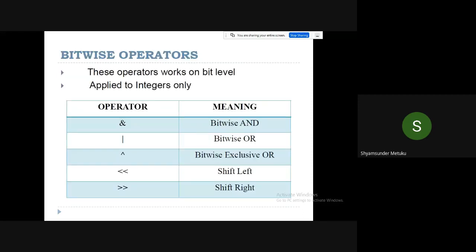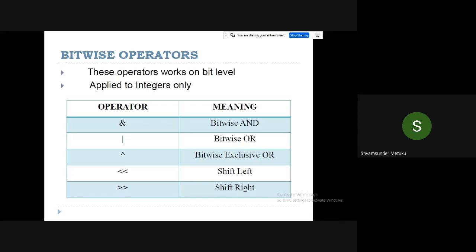Then comes the bitwise operators. I said one of the important groups of operators is called bitwise operators. It is similar to AND only, but there is a small change. I will explain what they are. First, try to remember the symbolic representations. These operators work on the bit level and apply to integers only. This is most important, the second point. Only for integers, these particular operators are useful. For float and character also you can apply, but strictly speaking, integers you try to remember. Floats you cannot apply the bitwise operators.